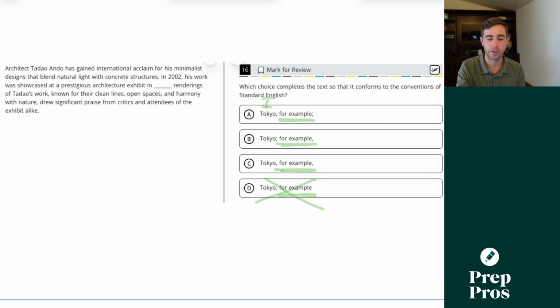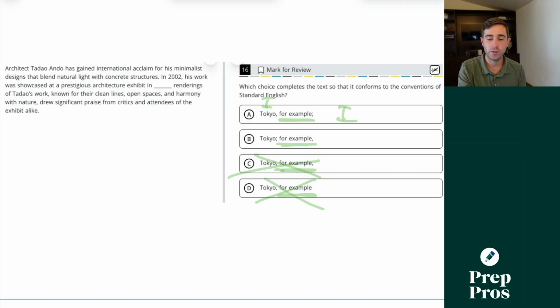Now we'll look after the transition. Renderings of Tadao's work, known for their clean lines, open spaces, and harmony with nature, drew significant praise from critics and attendees of the exhibit alike. Well, that's also going to give us an independent clause. So at this point, you can't use 2 commas because we cannot join 2 independent clauses with just 2 commas. If you're not familiar with those rules, once again, don't worry about it. We're going to talk about those a little bit later.